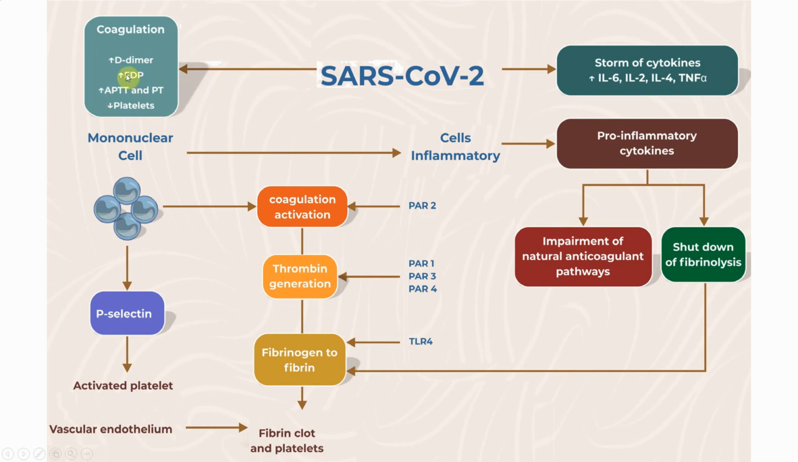As you see here, the activation of the cell inflammation because of this storm of cytokines, the pro-inflammatory cytokines increasing, and the situation of shutdown of fibrinolysis happens, and sometimes it can also cause activation of the coagulation cascade and thrombin formation, and in the last step the fibrinogen can convert to fibrin, and blood clotting can happen. And also it can cause platelet activation with P-selectin activation.